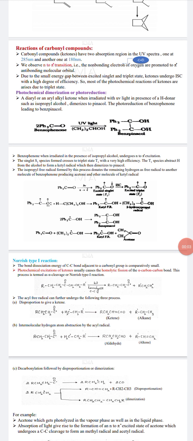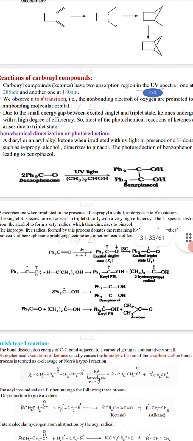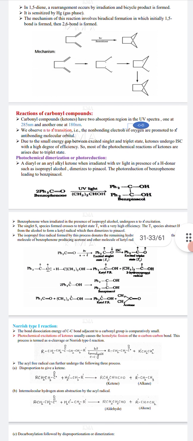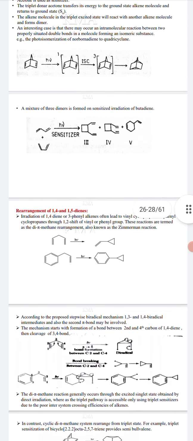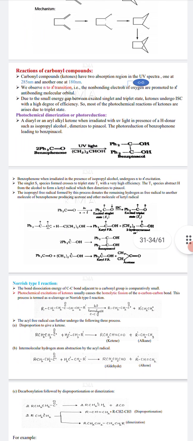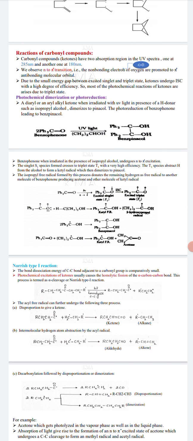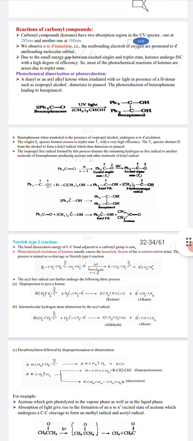Hello students, now we have already seen the photochemical reactions with respect to olefinic bond. Now we shall go to the reactions of carbonyl compounds, that is photochemical reactions with respect to the carbonyl compounds. As you can see, carbonyl compounds have two absorption regions in the UV spectra: one at 285 nanometer and another one at 180 nanometer.